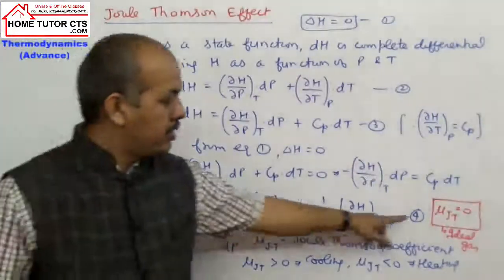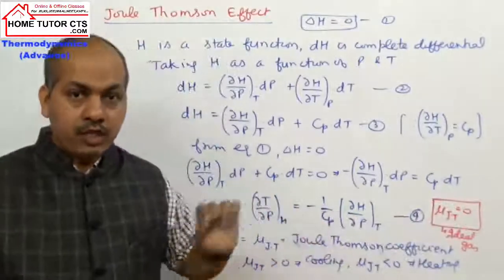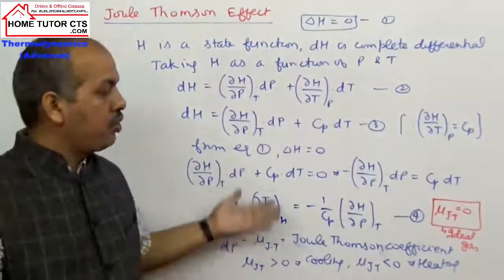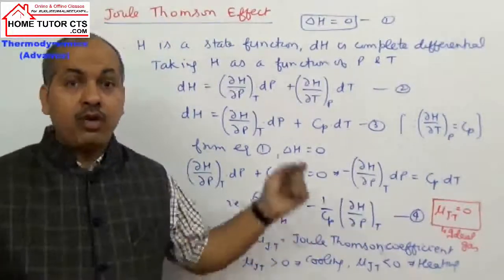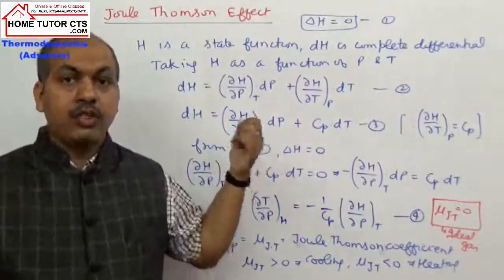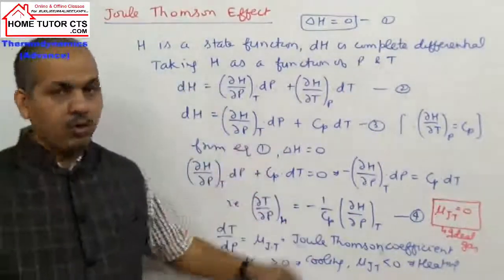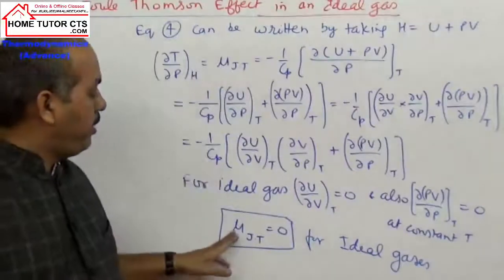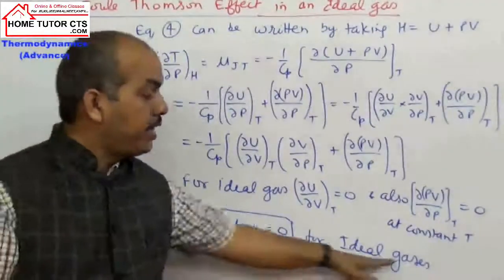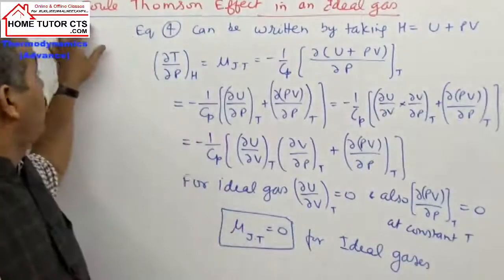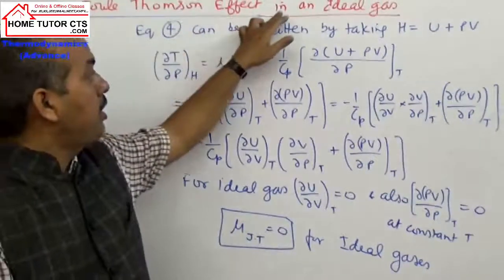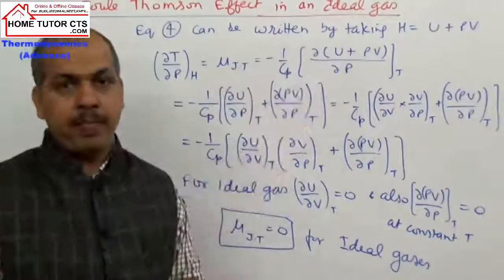Now we can prove this mathematically. We can prove why mu JT is 0, and we can get an expression of mu JT, even this Ti, for the real gases. Let us explain this point more. Now let us explain why mu JT is 0 for an ideal gas. So we will take the next heading, Joule-Thomson effect in case of an ideal gas.